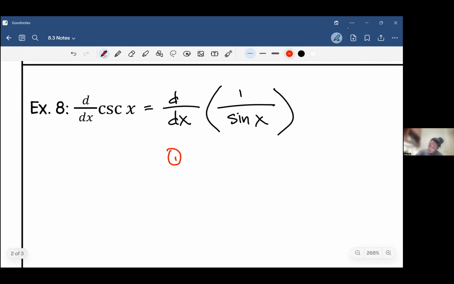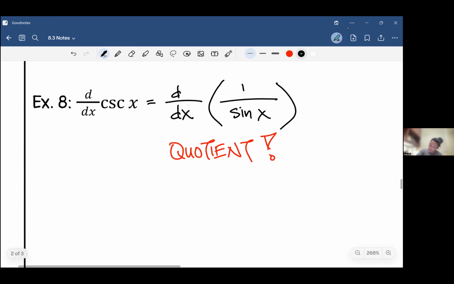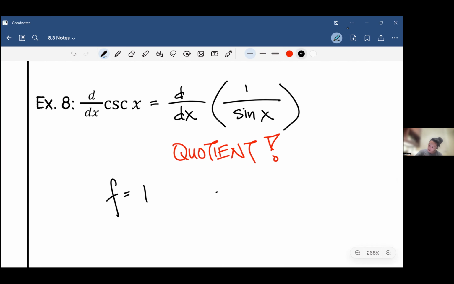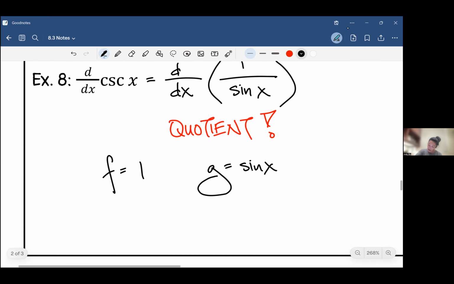And so from here, I can see that I should probably use our quotient rule, okay? And let me set up for that. F is going to be 1, G is going to be sine x. Okay. Then my f prime is 0 and my g prime is cosine x.